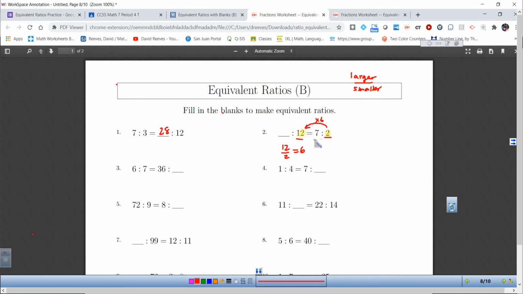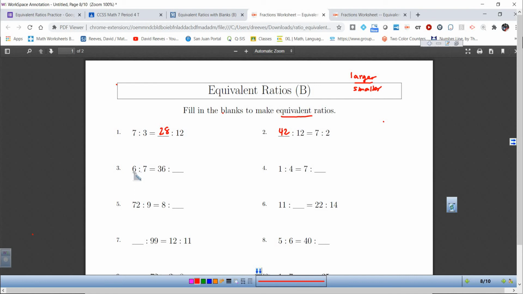So if the second number is 6 times bigger, what does that mean? That means the first number needs to be 6 times as big as well. And what is 7 times 6? 7 times 6 is 42. So the answer we're looking for on that second one is 42. So if we look at both values of the first ratio, both values are 6 times bigger. Therefore, they are equivalent, okay?